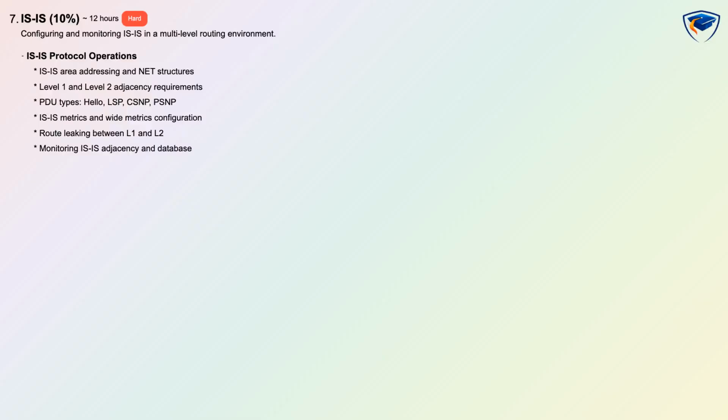The syllabus includes NET addressing structures, level 1 and level 2 adjacency requirements, and PDU types like Hello, LSP, CSNP, and PSNP. You will also work with ISIS metrics and wide metrics, route leaking between levels, and monitoring adjacency and the link state database on Junos.